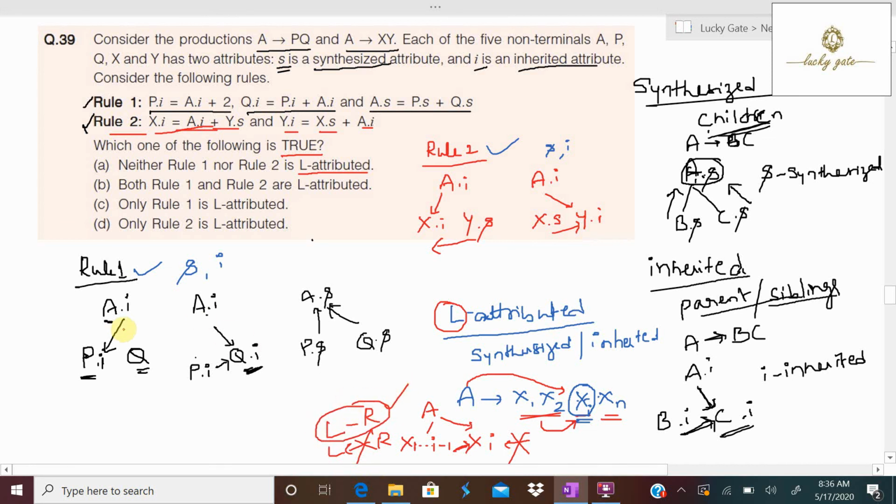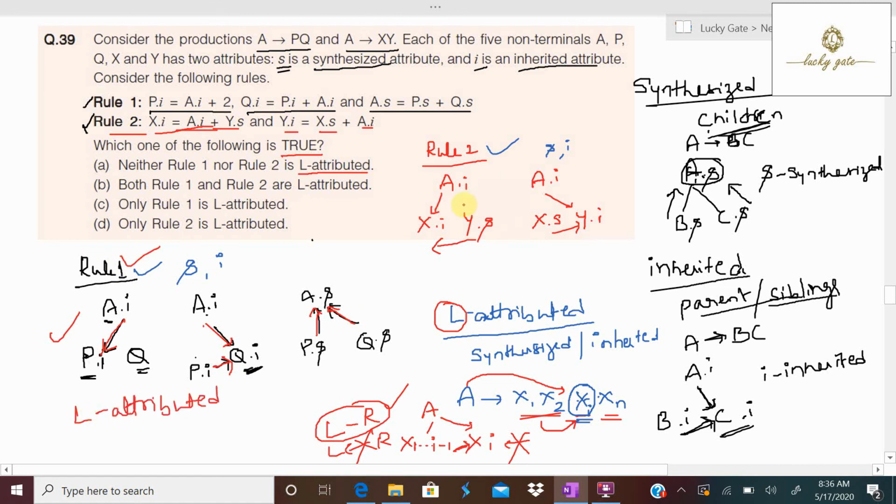Now we'll check. Here, from the parent it is correct. Here, from the parent and from the left sibling, it is left to right evaluation, which is correct. This is a synthesized attribute, no issue at all. And so rule 1 is L attributed.